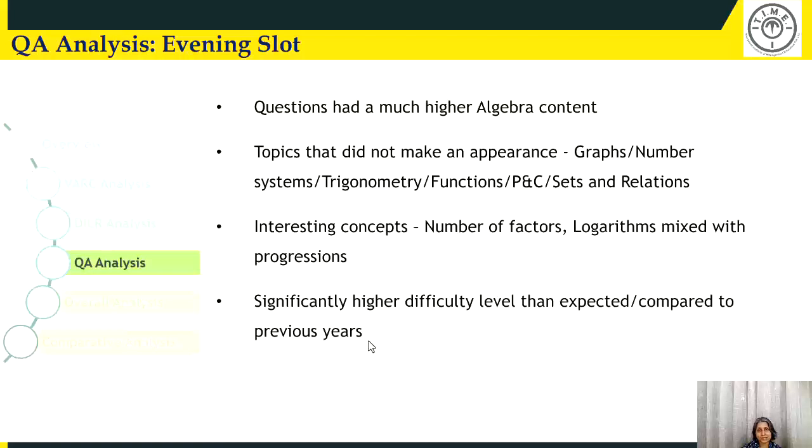But, like I said, the surprise element was that while VARC and DILR section difficulty level was on expected lines, so those students who had looked at previous patterns would not have felt a big surprise. But in quant, there was definitely an increase in the difficulty level because of two reasons. One is because there were more algebra questions, which typically students perceive to be more difficult than simple arithmetic questions. And two, because even in the arithmetic questions or algebra questions, there were sometimes multi-concept kind of questions. So not too many straightforward questions were asked. There were a few, but less than what we had seen in the previous years.